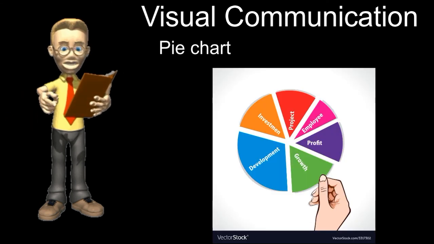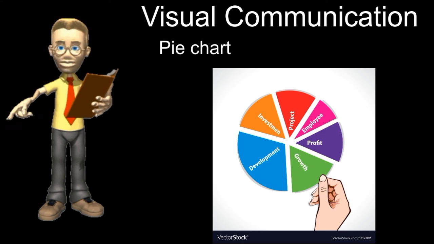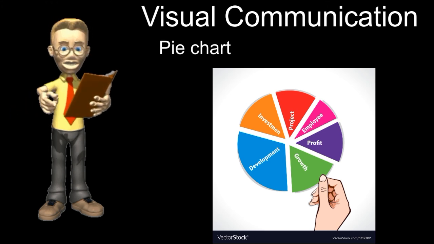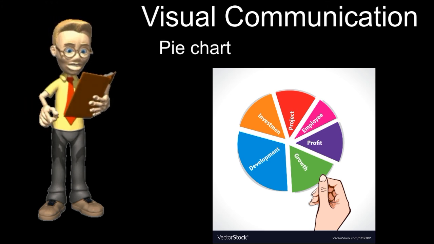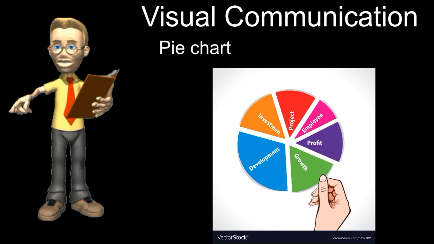Pie chart. A pie chart is a circle that is divided into segments that vary in size according to the quantity they represent. Pie charts are used to show the way that a single whole quantity is divided into composite parts. A pie chart cannot be used to show change over time.